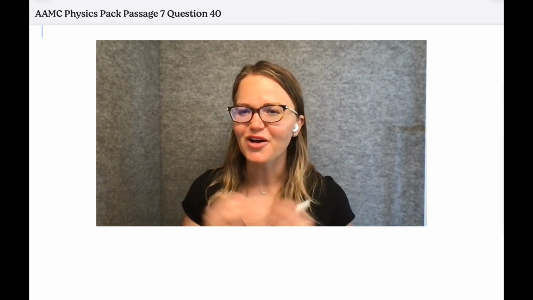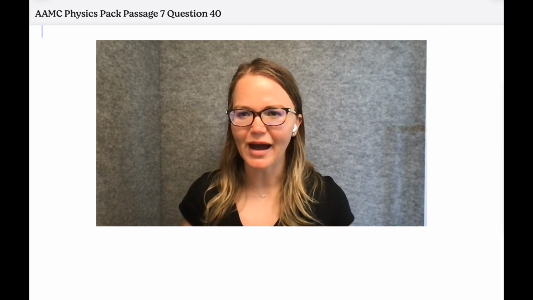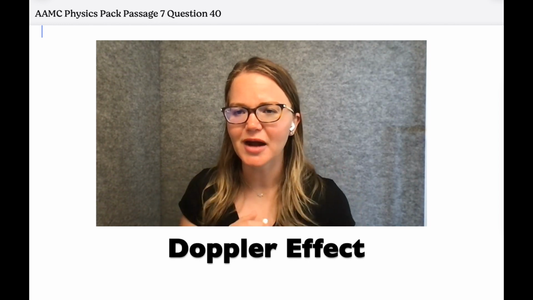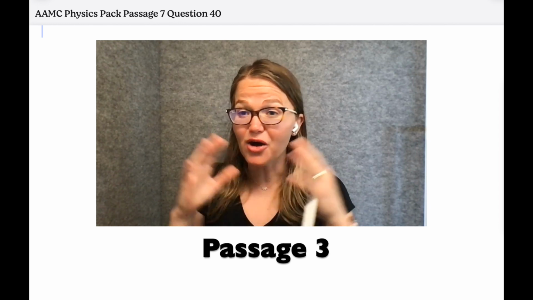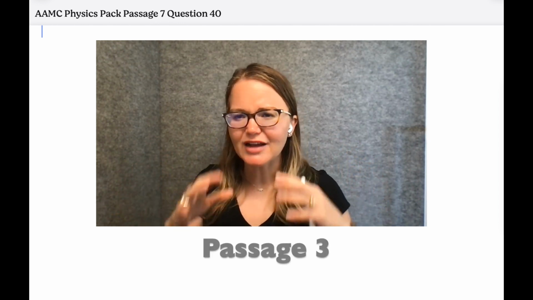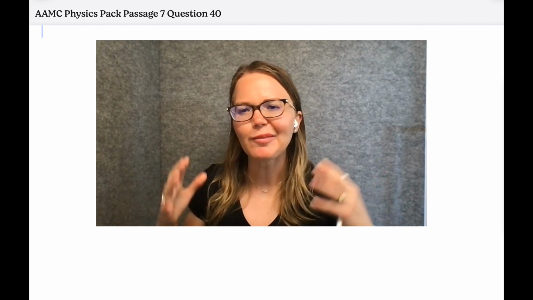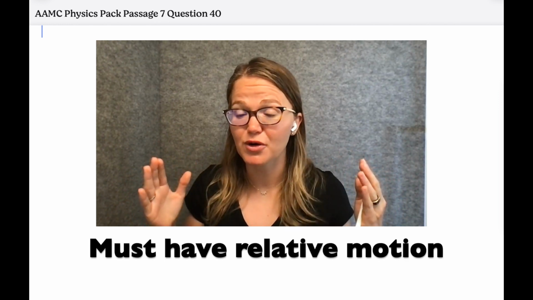So this is the first question associated with passage 7 of the pack, and this question is all about the Doppler effect. Now, how do I know it's about the Doppler effect? Well, if you go back and review passage 3, that passage was also all about the Doppler effect. And I talk about in those questions how the Doppler effect is all about relative motion.